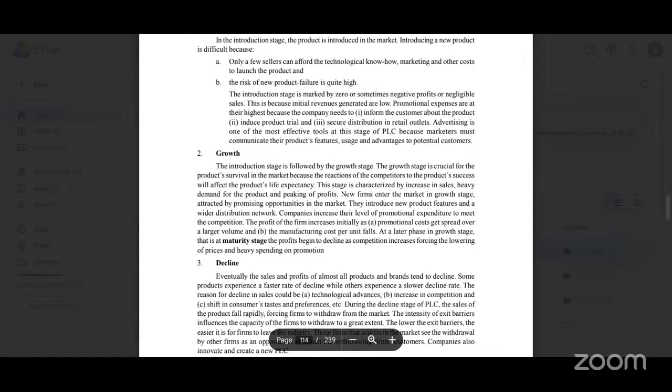Promotional expenses are at their highest because the company has to make a dent in the new international market. The company needs to inform the customers about the product. Second, it has to induce product trial. And third, it has to secure distribution in retail outlets. So advertising is one of the most effective tools at this stage of the product life cycle, or PLC.